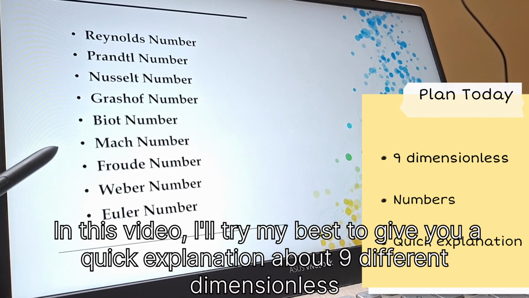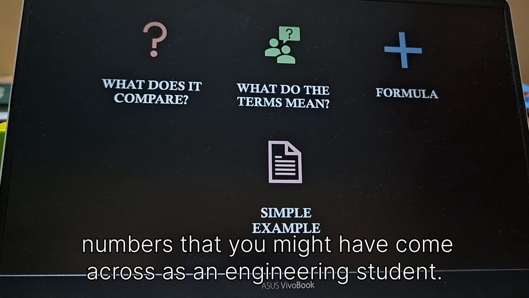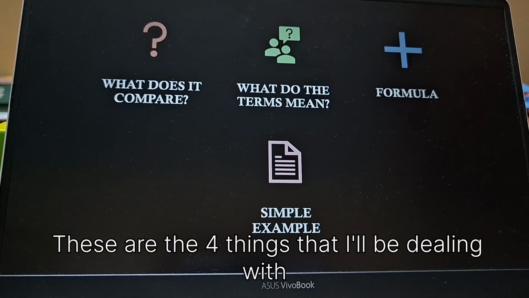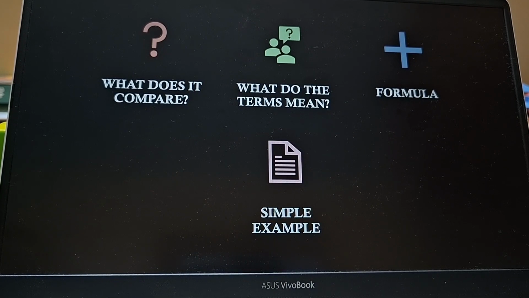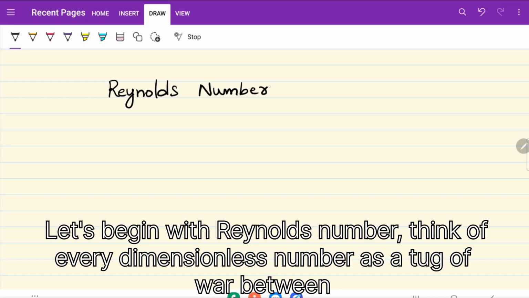In this video, I'll try my best to give you a quick explanation about 9 different dimensionless numbers that you might have come across as an engineering student. These are the 4 things that I'll be dealing with: what it compares, what does it mean, formula, and a simple example. Let's begin with Reynolds number.